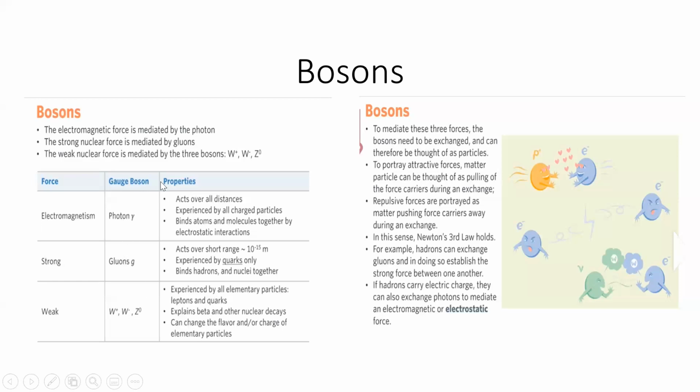So photon is a boson only for the electromagnetic force. Gluon is a boson only for the strong nuclear force. W plus, W minus, Z naught are only for the weak nuclear force. For the gravitational force, the name of the theoretical boson is graviton. So boson is the general word, and every force has its own particular boson.